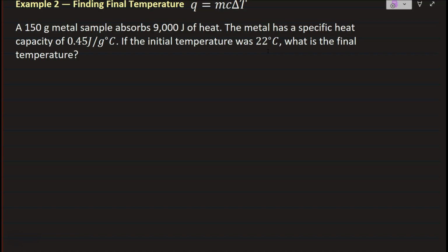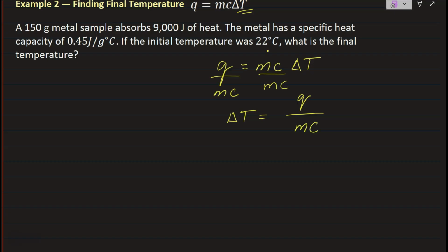All right, so for this one we have to solve for delta T. So let's rewrite the formula first. Q is equal to mc delta T. We're solving this equation for delta T, so we divide everything by mc, and so delta T is Q on top divided by mc. This is the equation that we're going to use.